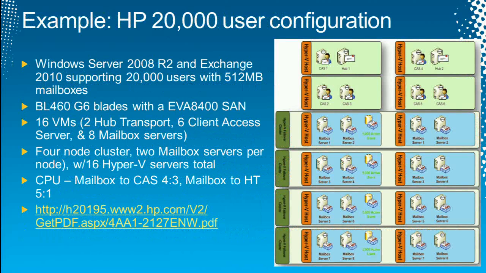So in terms of a sample configuration, again, a bit of an eye chart, this one. HP have produced a 20,000 user config. I'm sure it's one of the tested solutions that you can have a look at across blades with an EVA SAN, so 16 VMs, 2 hub transports, 6 client access servers, 8 mailboxes, and you can see how they've distributed it and spread it out.